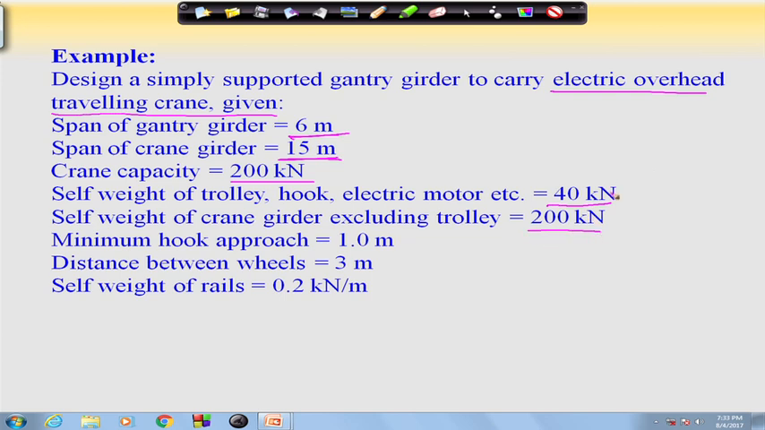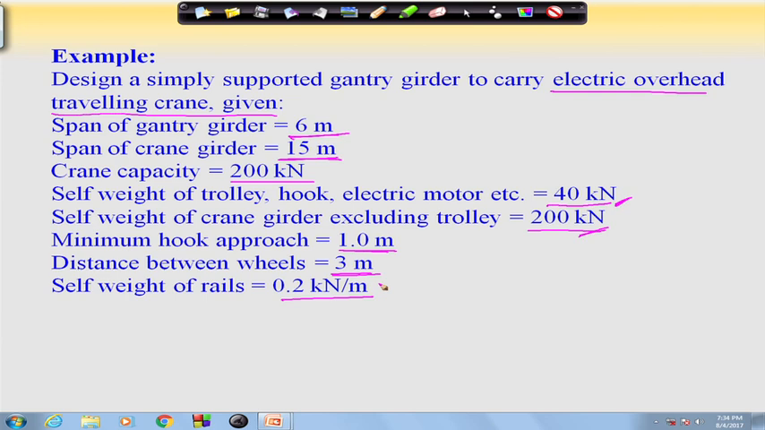So, the self weight of trolley, hook, electric motor, which are movable, is 40 kilonewton, and the self weight of crane girder is 200 kilonewton, and the minimum hook approach is 1 meter, and the distance between wheels is 3 meter, and the self weight of rail is 0.2 kilonewton per meter. So, these are the data which are provided. Now, we need to design a gantry girder, right.